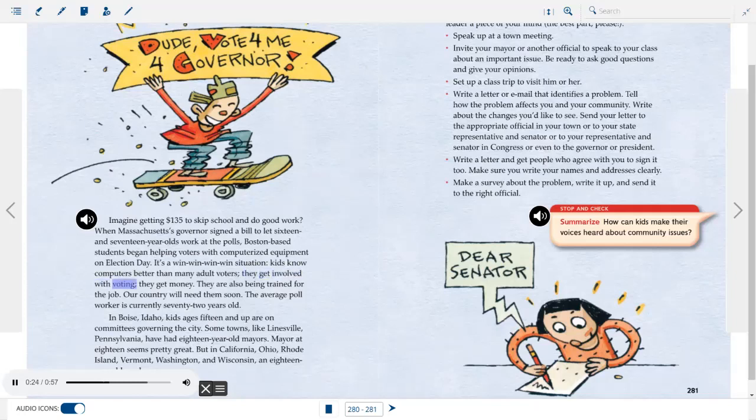They get involved with voting. They get money. They are also being trained for the job. Our country will need them soon. The average poll worker is currently 72 years old.